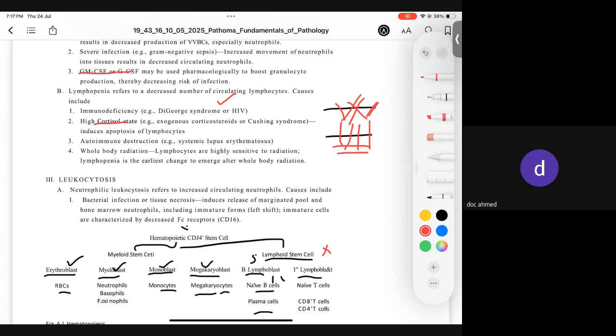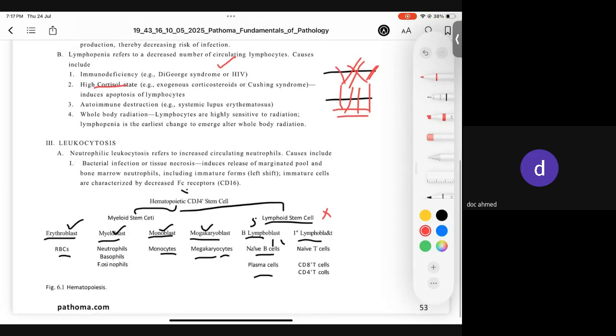Autoimmune destruction. If we have SLE, it can cause autoimmune destruction of your lymphocytes, right? So lymphocytes can be depleted in that case. Whole body radiation: lymphocytes are actively dividing cells. If you are giving whole body radiation, along with the cancer cells, the lymphocyte levels can also go down, right? So these are the causes of your lymphopenia, and that's very simple, right?